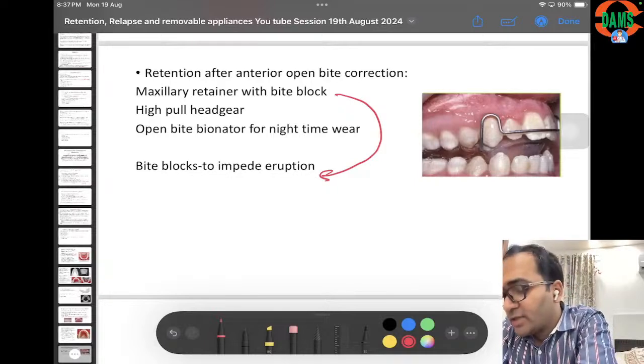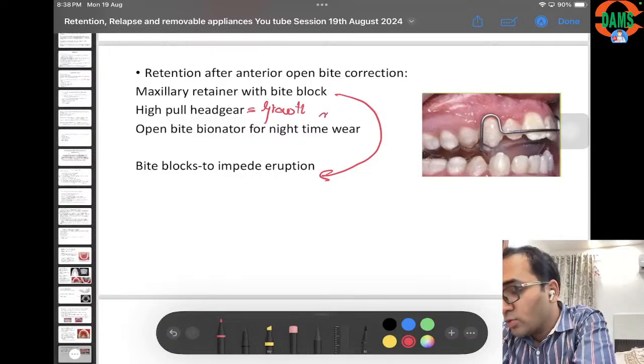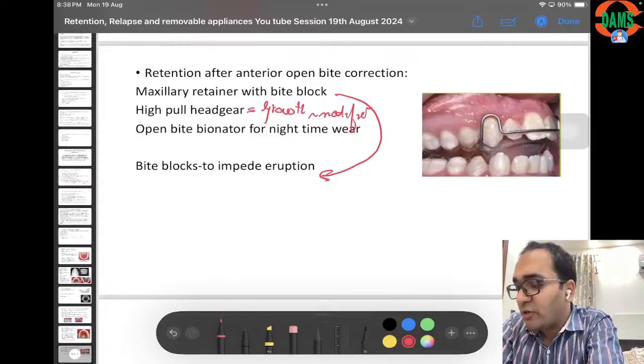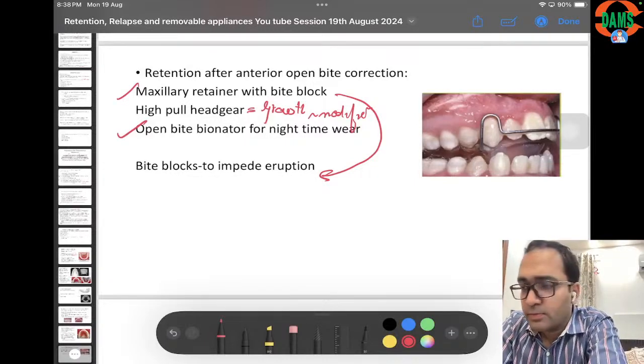High pull headgear is given in cases when we have corrected the open bite using growth modification. So until growth is completed, the patient has to continue the high pull headgear. Once it's completed, we can shift the patient to any of these appliances.